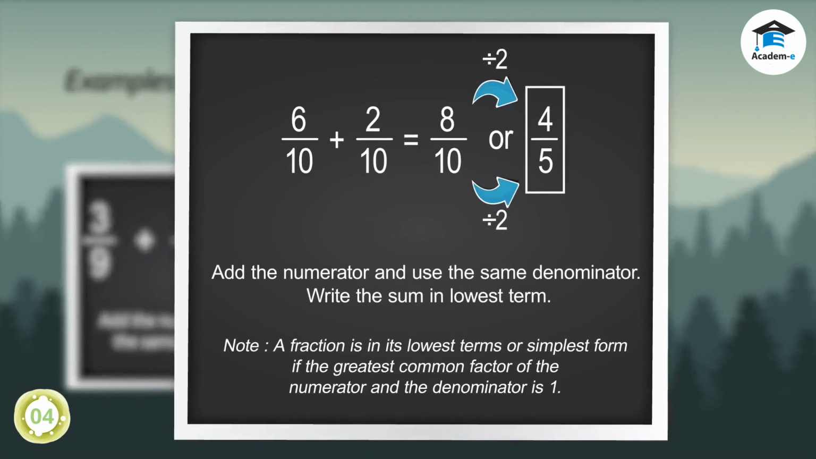Here's another example. Again, add the numerators and use the same denominator. 6 plus 2 is equal to 8, and write the same denominator, which is 10. Get the lowest term of 8/10. We can see that both numbers are divisible by 2. 8 divided by 2 is 4, and 10 divided by 2 is 5. Thus, 6/10 plus 2/10 is equal to 4/5.